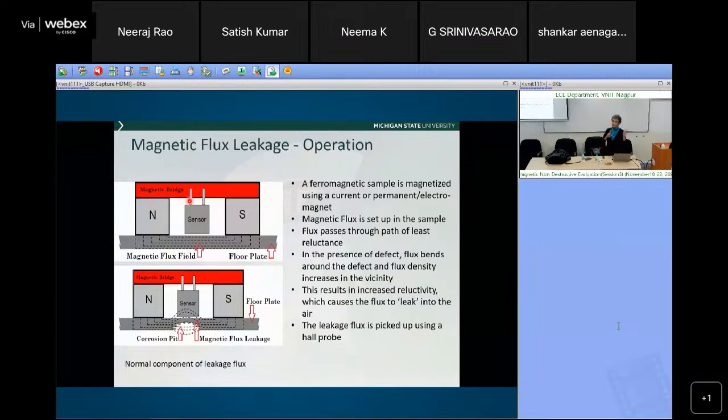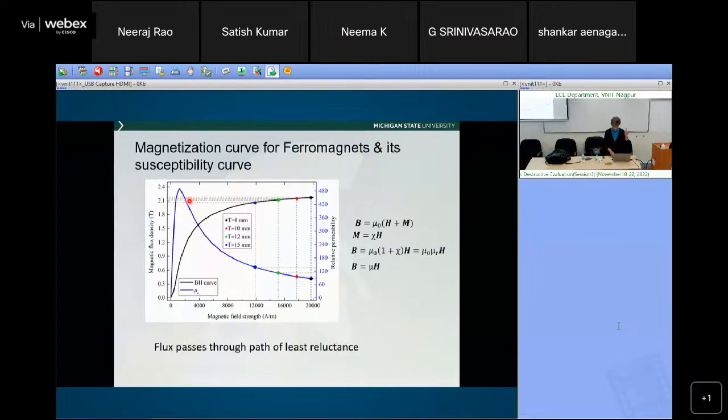So from that curve that you see here, you want to operate at this region where the sensitivity is maximum. So you don't want to saturate the material. So that's what happens.